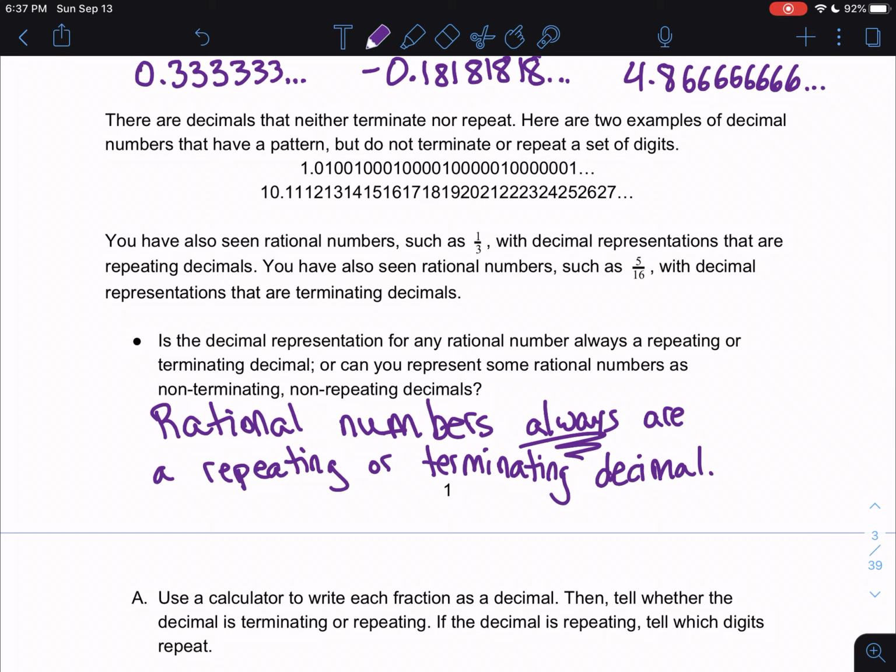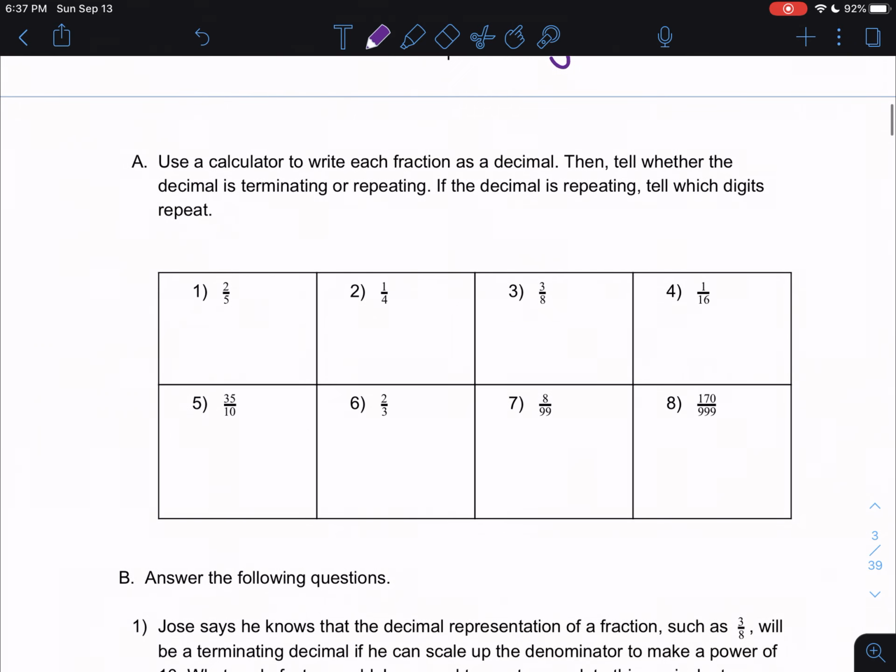If the decimal terminates, it's rational. If it repeats, it's rational. If it doesn't do one of those things, then you can't call it rational. Okay, so what you're going to do now, you are allowed to grab your calculators, ideally Desmos. I would split screen from this video, and then use a calculator to write each fraction as a decimal, then tell whether the decimal is terminating or repeating. And if the decimal is repeating, tell which decimals repeat. Okay, so go ahead and pause and do that now.